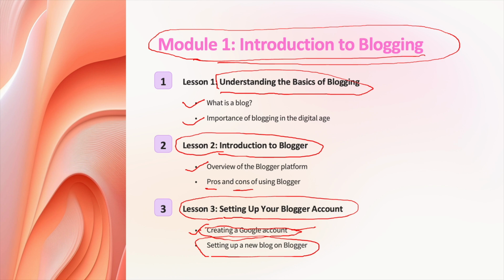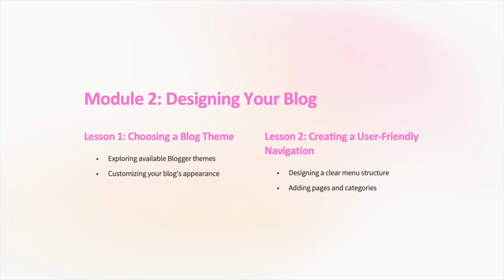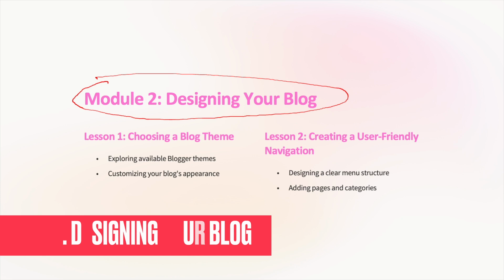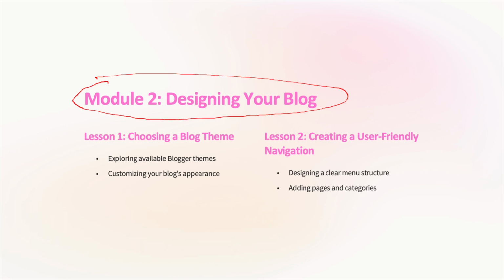Now moving to the second module. The second module is all about designing our blog. There are 2 chapters in this module. Chapter number 1, choosing a blog theme. In this we will explore some available themes in Blogger and choose the theme which is suitable for our blog, and we'll try to customize our blog's appearance for our audience.